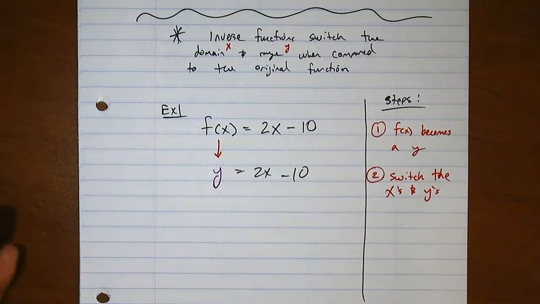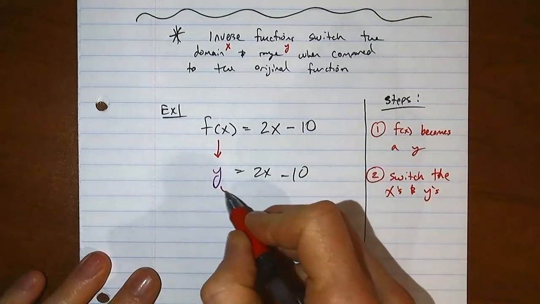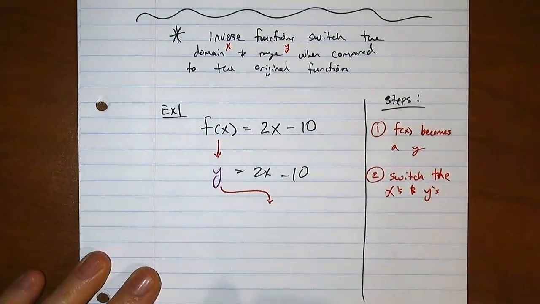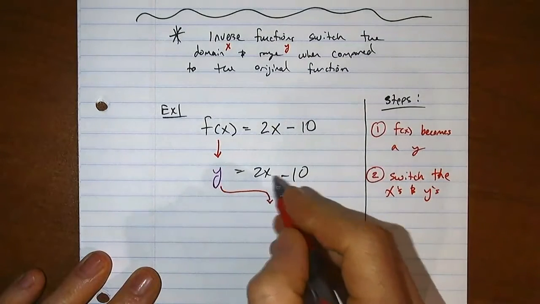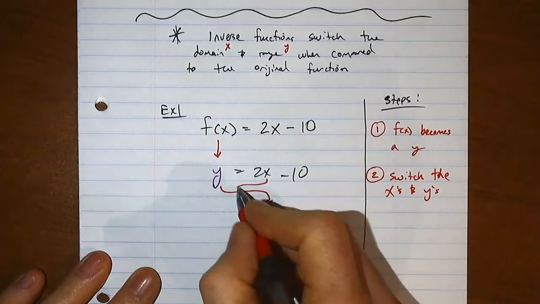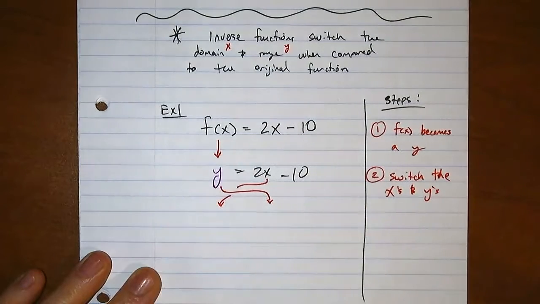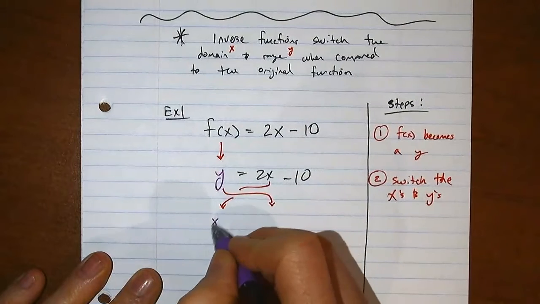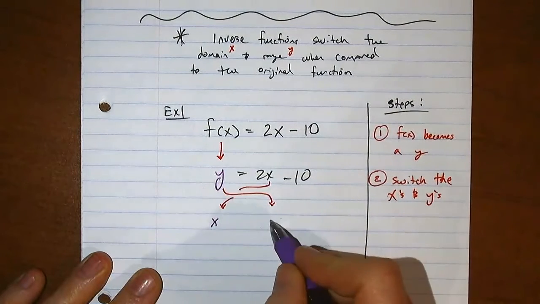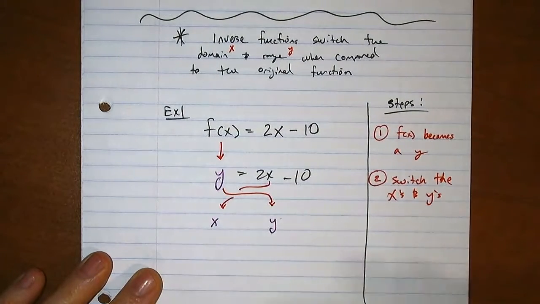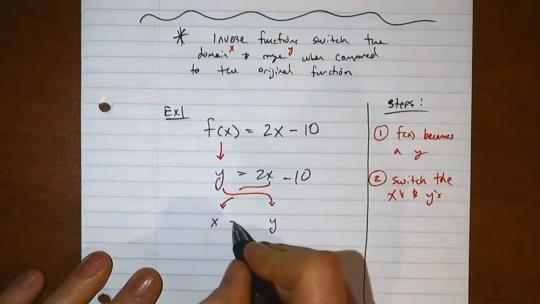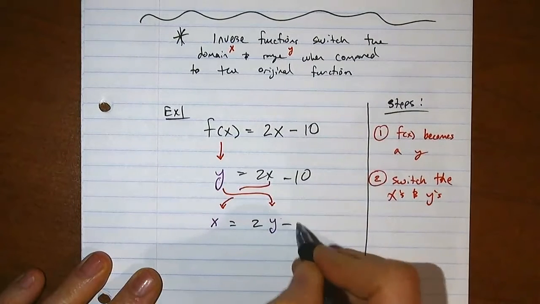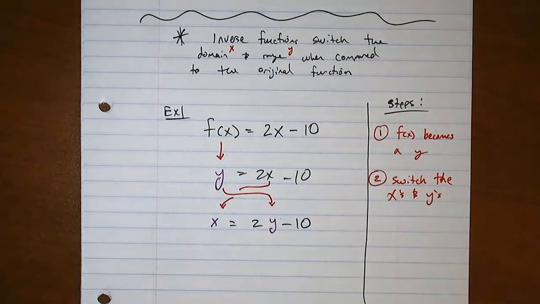Now in this particular problem, that's not too hard because there's only one of each. So I'm going to put the y where the x was, and I'm going to put the x where the y was. So the x that was here is going to end up over here. The y that was there is going to end up over here. Everything else in the equation stays the same. So I still have an equal sign, I still have a 2, I still have a minus 10. Everything else stays the same. I just switched the x and the y.